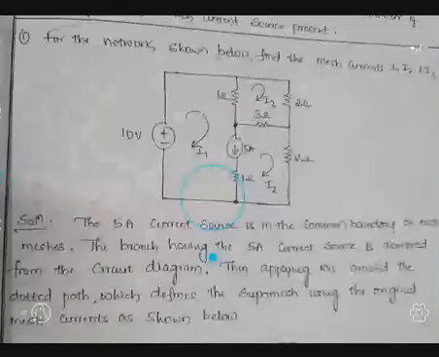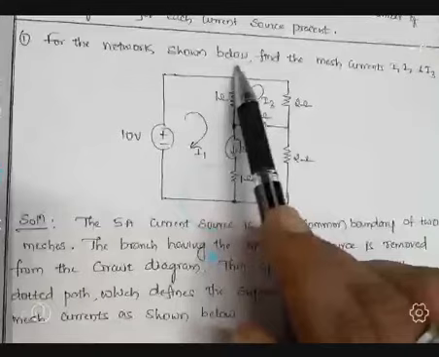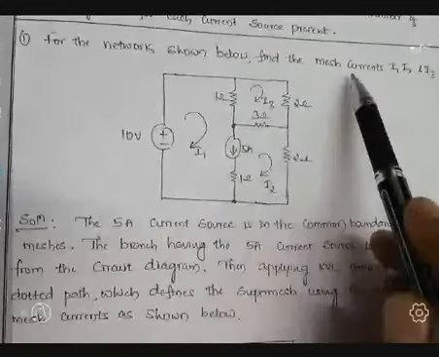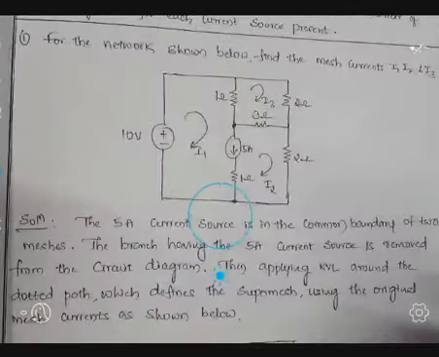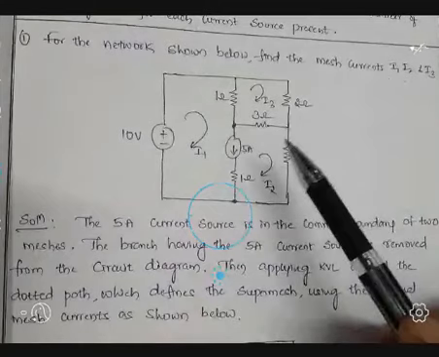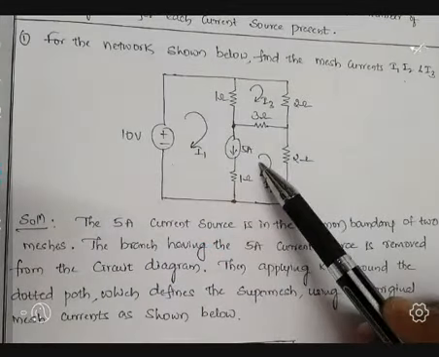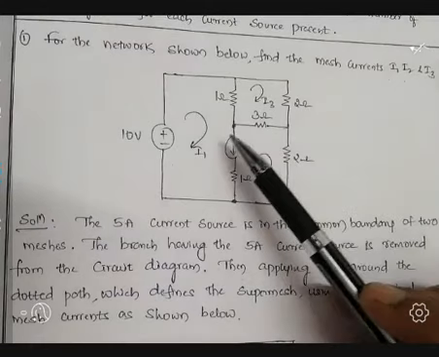For the network shown below, find the mesh currents I1, I2, I3. This is the given network. In this given network also there are three meshes, or we can say three loops. Mesh number 1, mesh number 2, consecutive meshes.